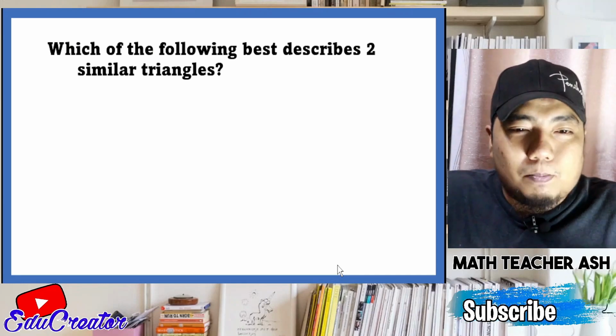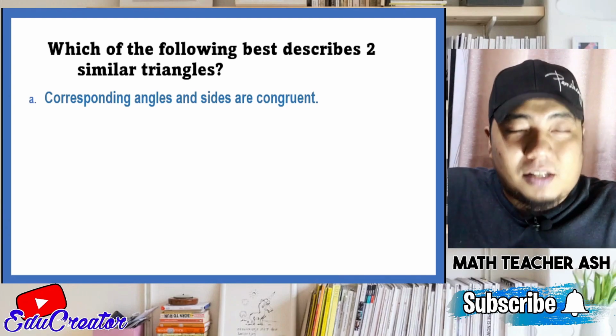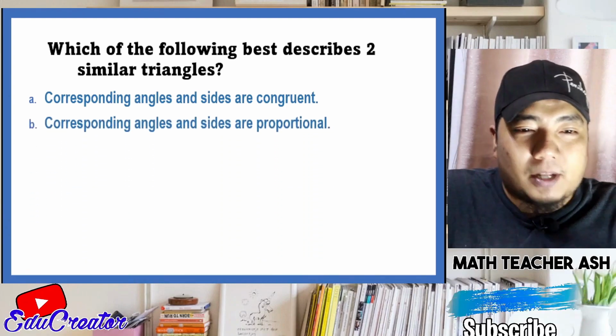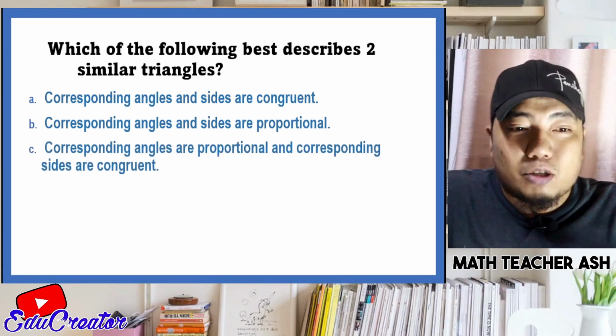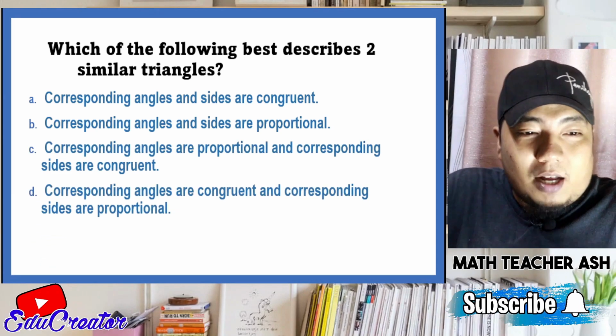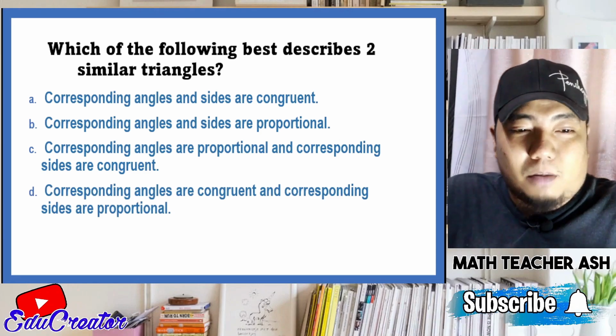Which of the following best describes two similar triangles? A. Corresponding angles and sides are congruent. B. Corresponding angles and sides are proportional. C. Corresponding angles are proportional and corresponding sides are congruent. Or letter D. Corresponding angles are congruent and corresponding sides are proportional.